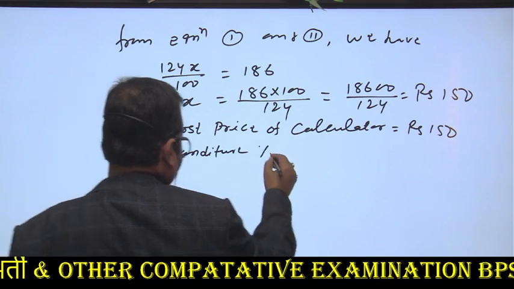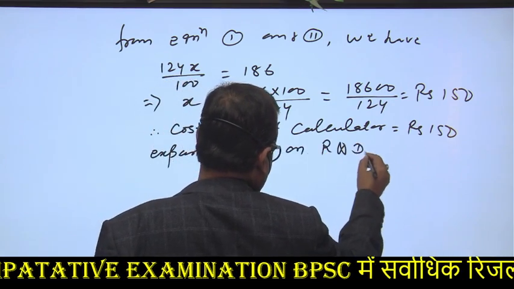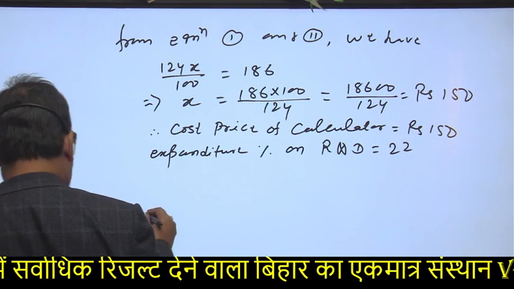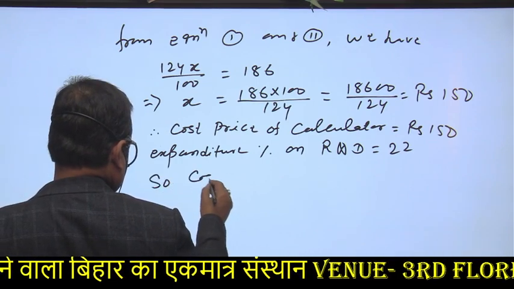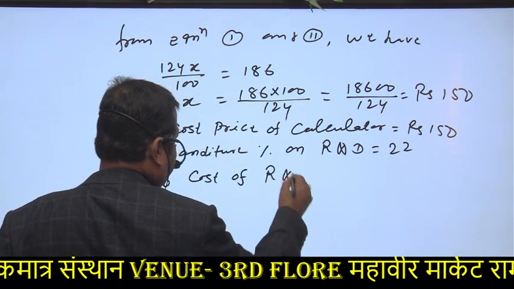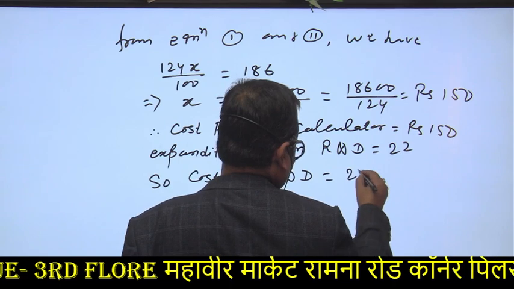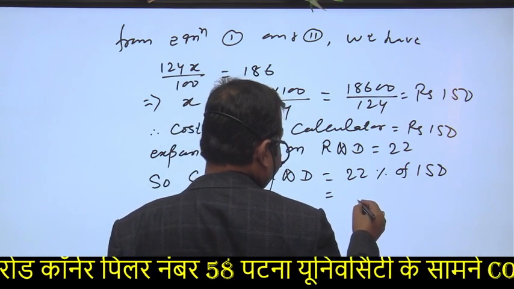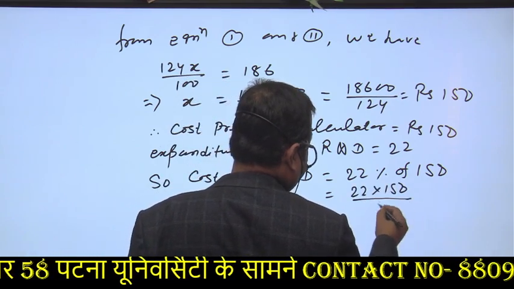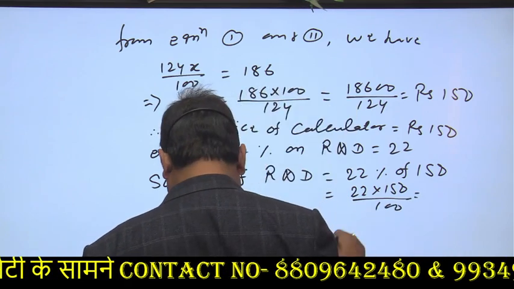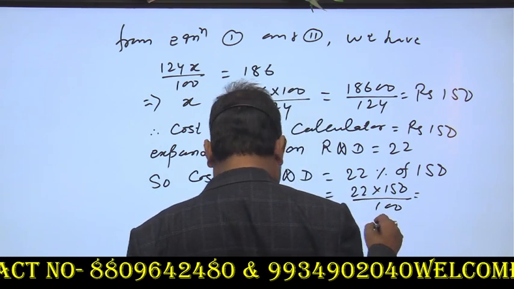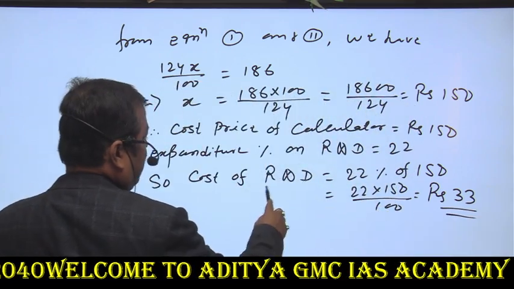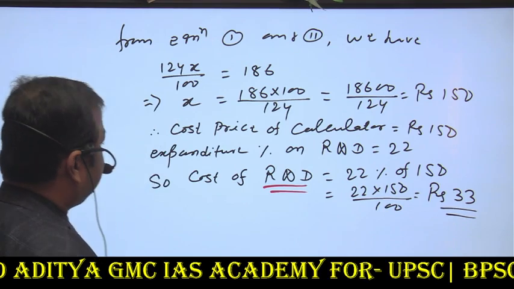Expenditure percent on R&D equals 22. So cost of R&D equals 22% of 150 equals 22 into 150 divided by 100, by calculator we find Rs 33. So in this part R&D is Rs 33.